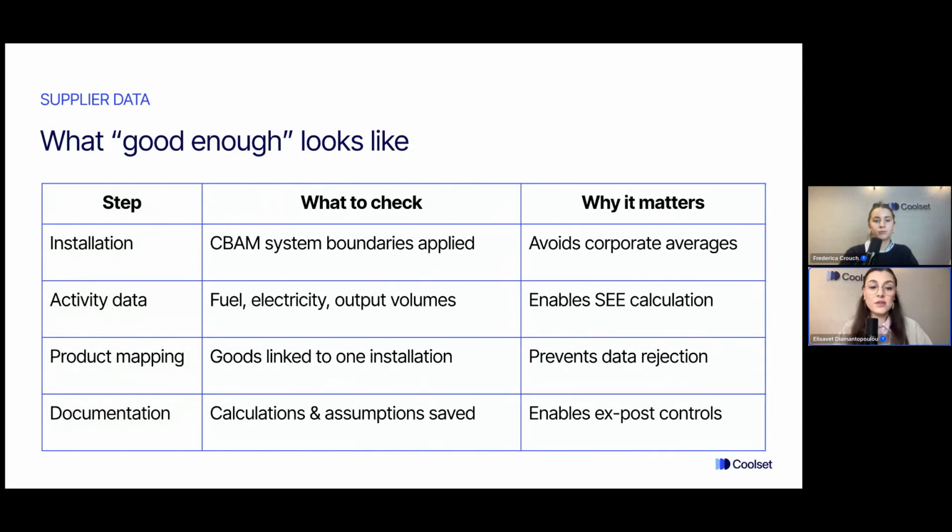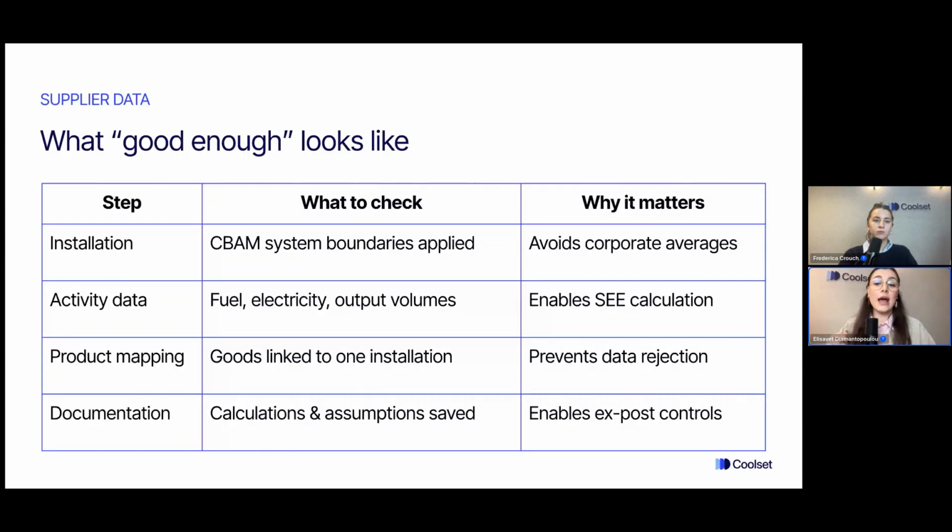but as we move on, it's good to know what good enough will look like as you mature in this reporting process. First of all, you need to confirm that the system boundaries are correctly applied. This will help you have very clear data and you can understand where they are coming from. Secondly, you need the actual activity data like fuel use, electricity consumption, the volumes.